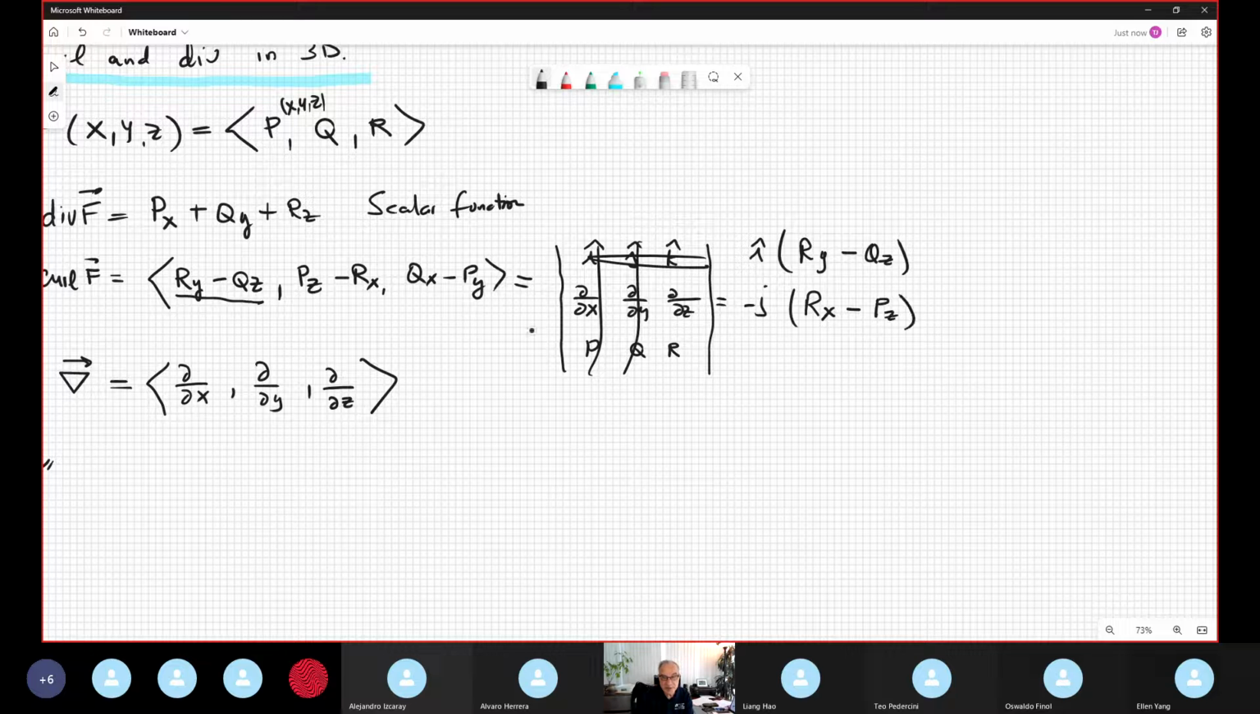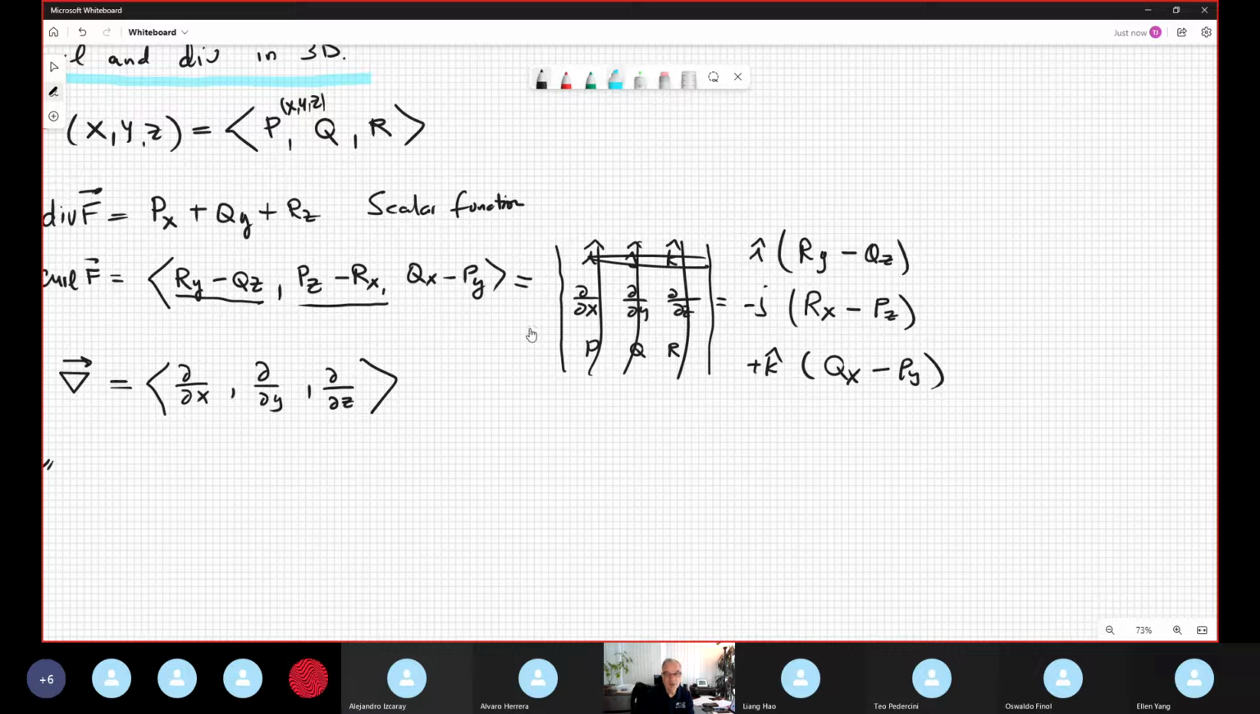Well, professor, but this is completely different from this. Well, the difference is because it's minus. The minus does affect everything. Plus k, and the k component is partial derivative Q with respect to x minus partial derivative P with respect to y.